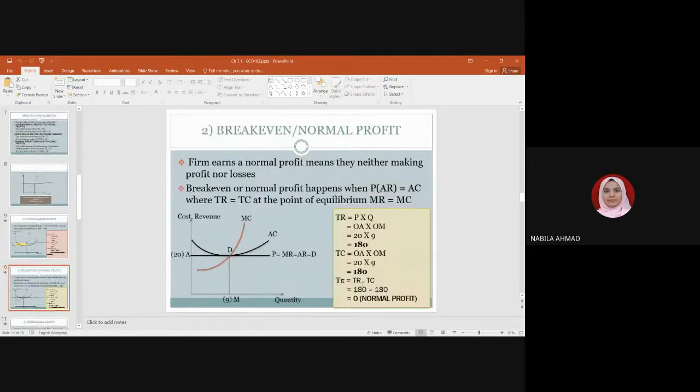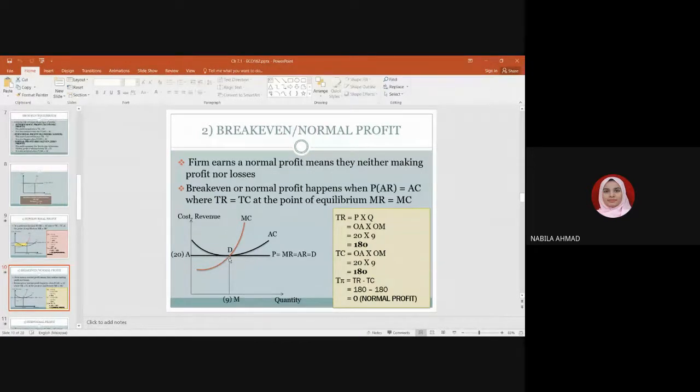Yang ini pula normal profit. So normal profit berlaku when average revenue equals to average cost, total revenue equals to total cost at equilibrium. So di sini demand curve, di sinilah MR, di sinilah AR. So dia akan intersect dengan MC. So MR equals to MC. So D is the equilibrium point. So price is 20, quantity is 9. Okay. So bila kita lihat at equilibrium, average revenue yang horizontal ni intersect dengan average cost. So kita kata the firm is making normal profit.